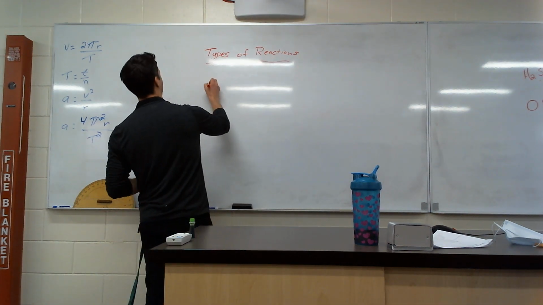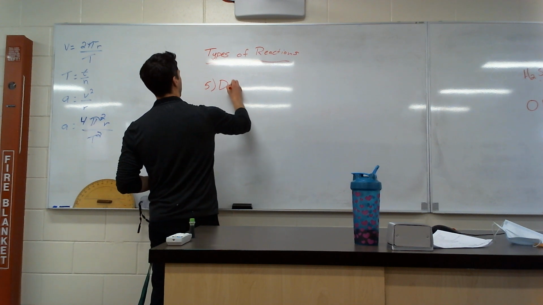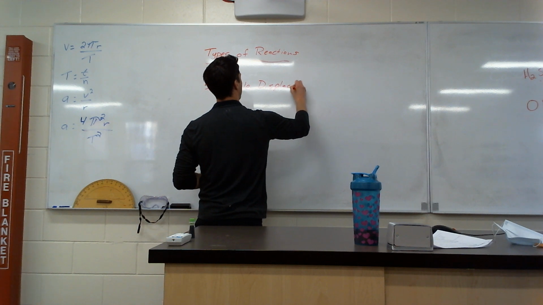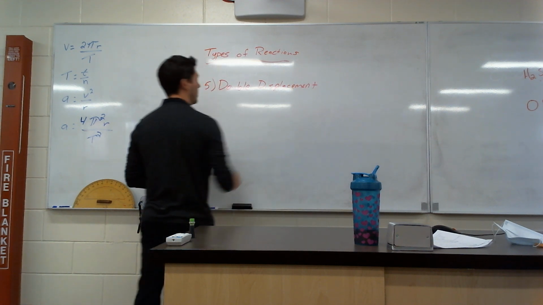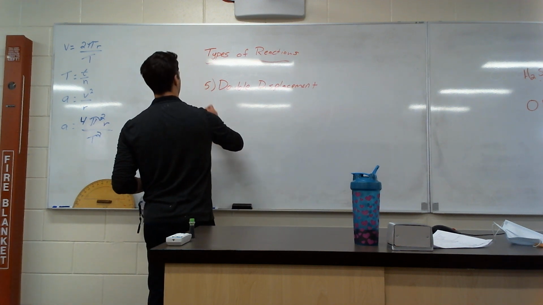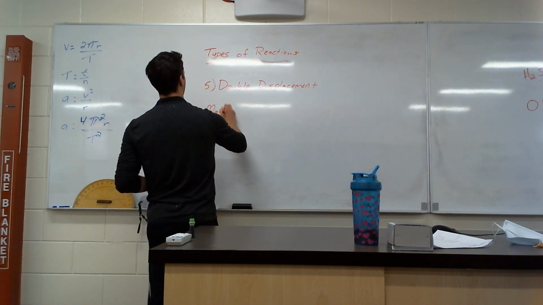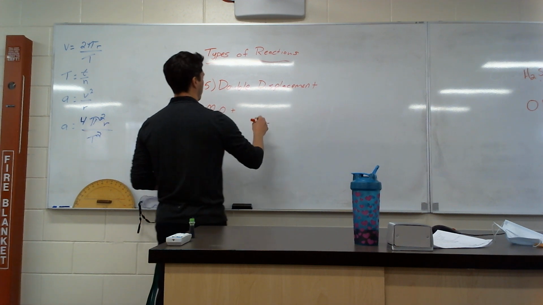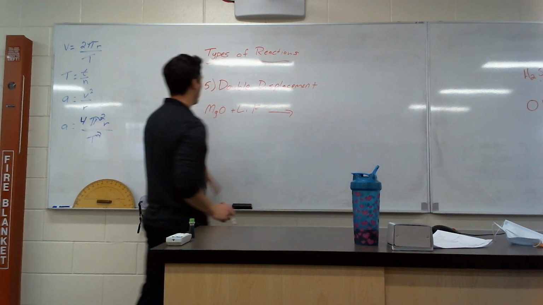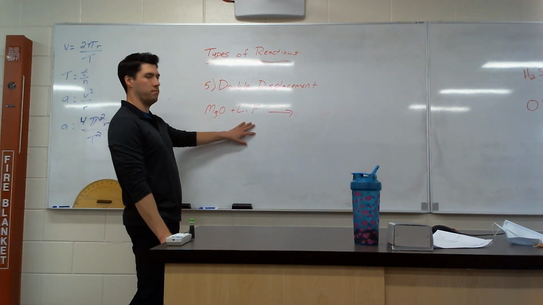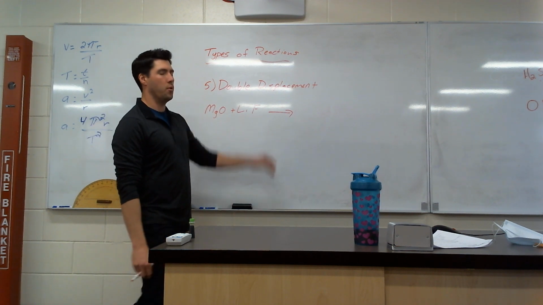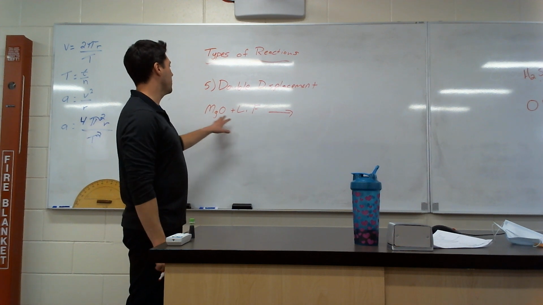Last one, number 5, is a double displacement. And this is going to be when we have two compounds and some things swap. So let's go with magnesium oxide, and let's go with lithium fluoride. So we have a compound and a compound. Okay, magnesium and oxygen go together nice in an ionic bond. They're 1-1. Lithium fluorine as well, nice 1-1. Okay, so this is a compound and a compound.